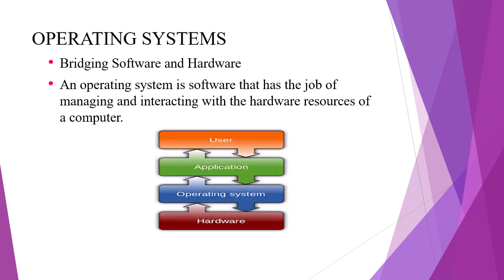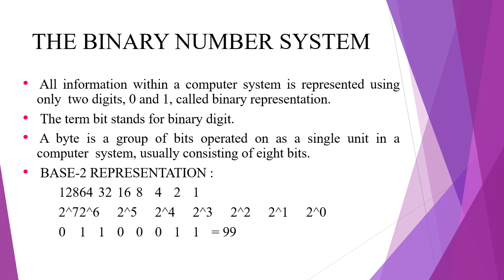Operating system, bridging software and the hardware. An operating system is software that has the job of managing and interacting with the hardware resources of a computer. There is the application, the operating system, and the hardware.